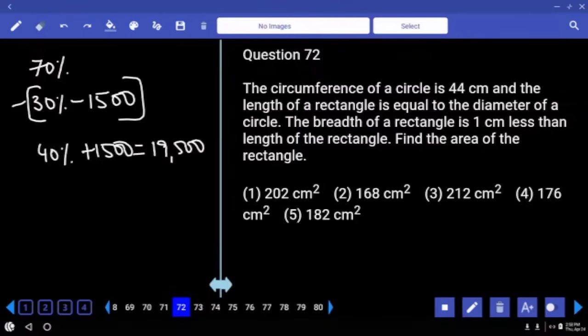The circumference of a circle is 44 centimeters. The length of the rectangle is equal to the diameter of the circle. Breadth of the rectangle is 1 centimeter less than the length of the rectangle. Find the area of the rectangle.